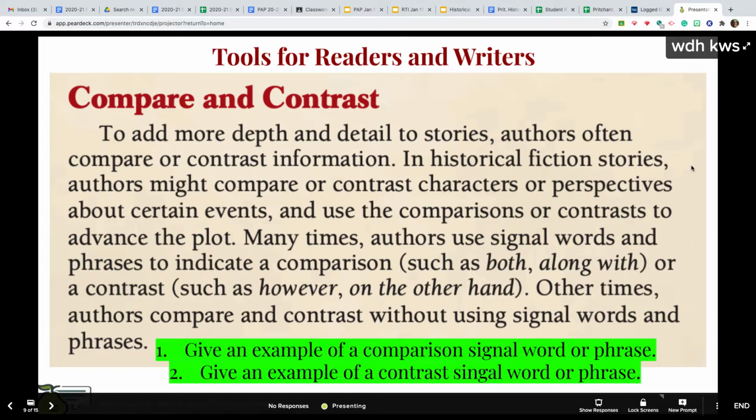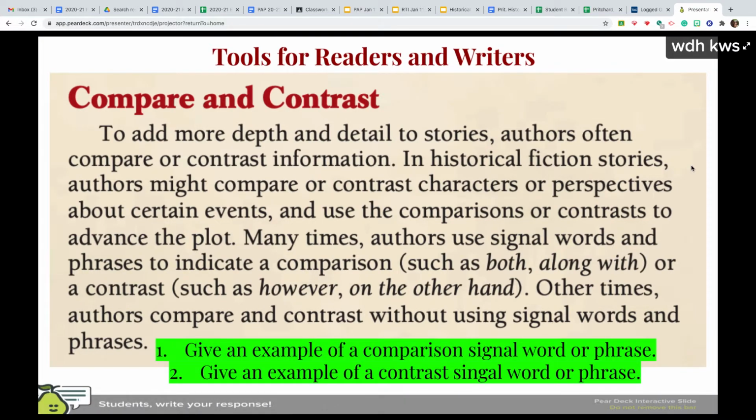Okay, compare and contrast. To add more depth and detail to stories, authors often compare or contrast information. In historical fiction stories, authors might compare or contrast characters or perspectives about certain events and use the comparisons or contrasts to advance the plot. Many times, authors use signal words and phrases to indicate a comparison, such as both, along with, or a contrast such as however or on the other hand. Other times, authors compare and contrast without using signal words and phrases.